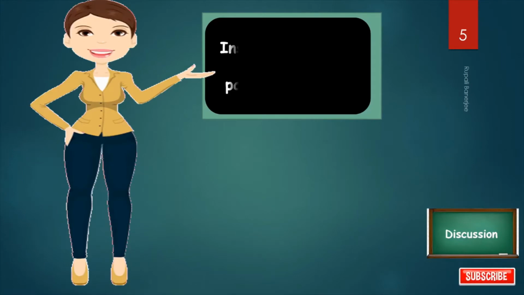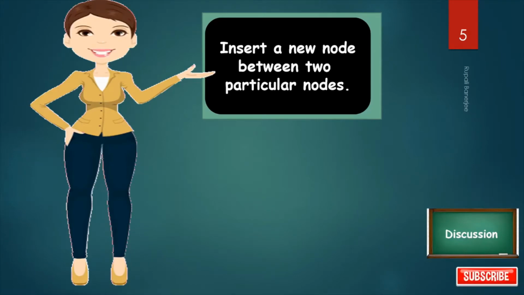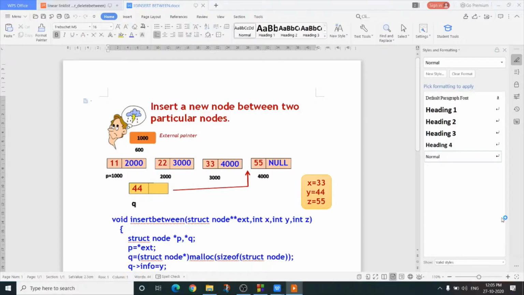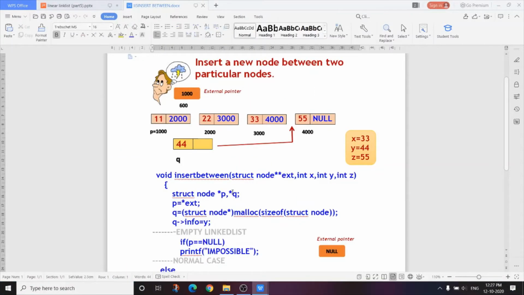Our first function is insert a new node between two particular nodes. Means two consecutive nodes' infos are given and you have to insert your newly created node in between those two nodes. So see the discussion first. Insert a new node between two particular nodes. So function name is insert between.